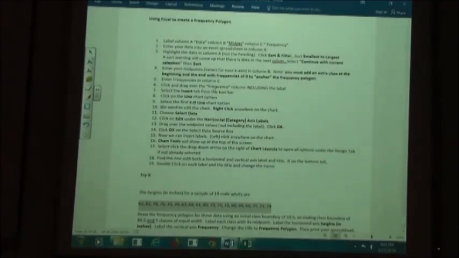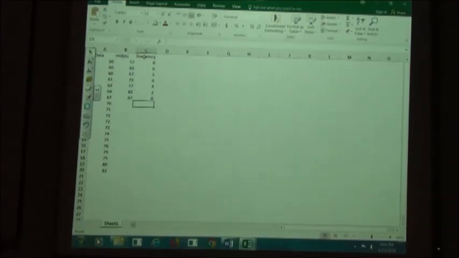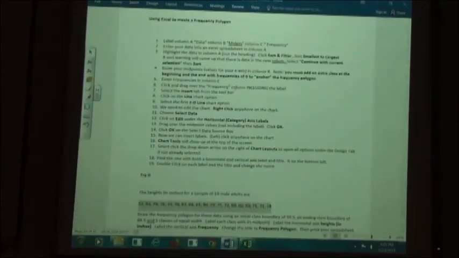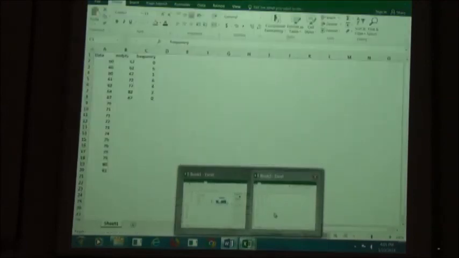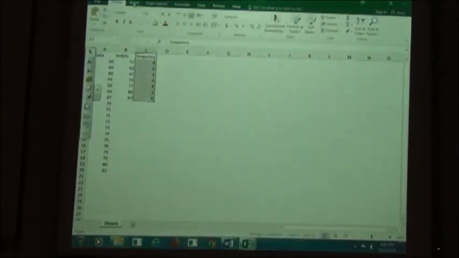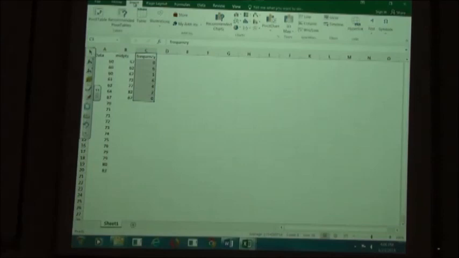Click and drag over the frequency column, including the label. So I'm going to highlight from frequency down to 0. I included that label. Select the Insert tab from the toolbar. Click on the line chart option. Select the first 2D line chart. So if I go over here, I'm going to go to the Insert tab.